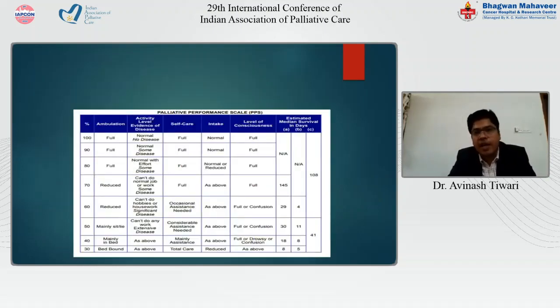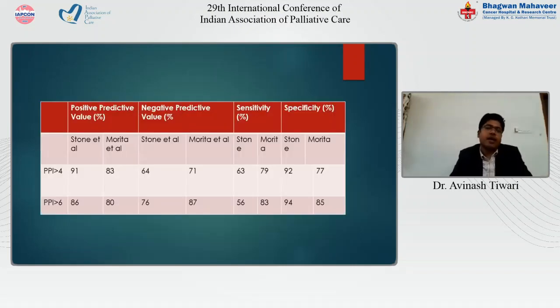This is the Palliative Performance Scale, which has 5 domains, and corresponding to these domains there are Karnofsky performance scores on the left side. It is a part of the Palliative Prognostic Index. It is sensitive and specific enough, but the applicability of PPI is more relevant in the context of palliative care practice. I will ask you to emphasize the specificity of this PPI, as shown in the studies by Stone et al. and Morita et al. respectively.